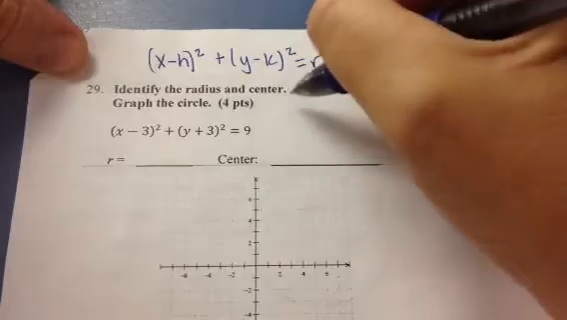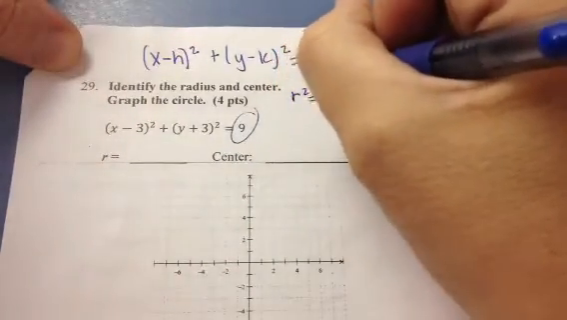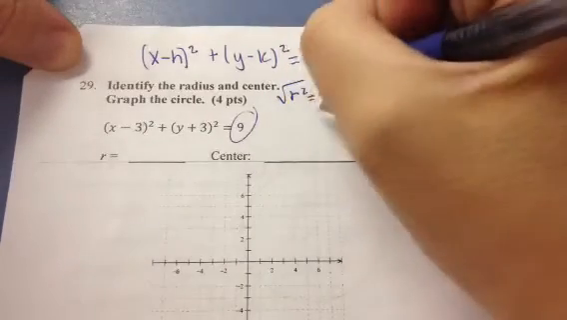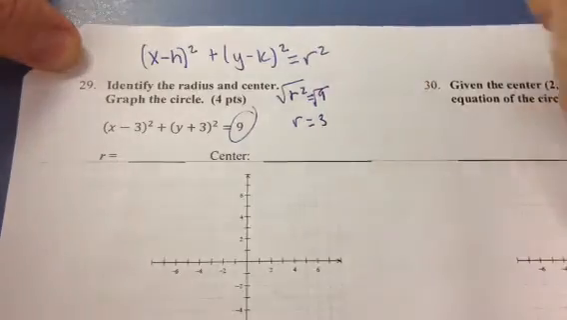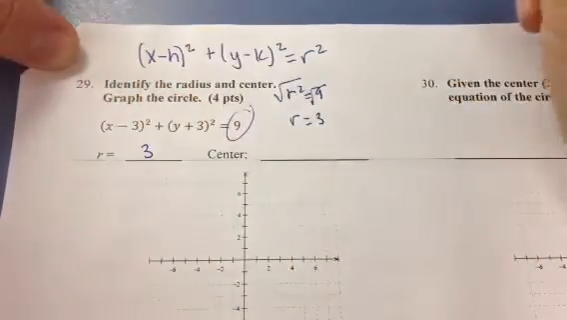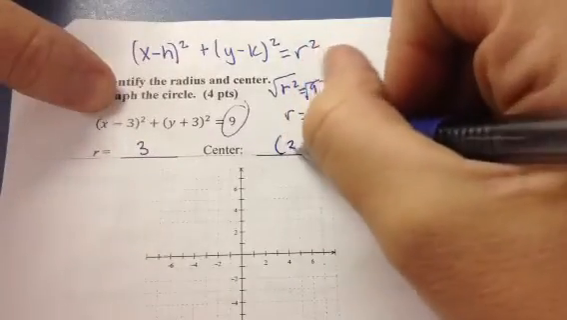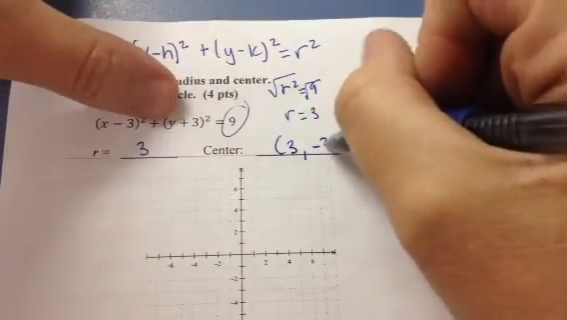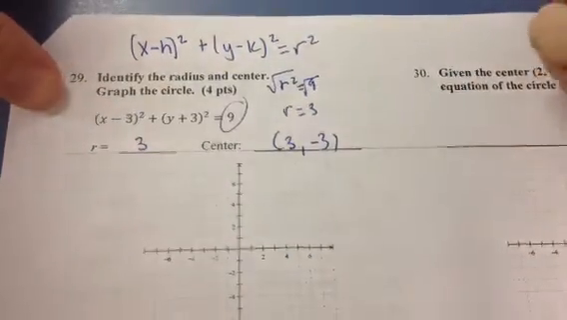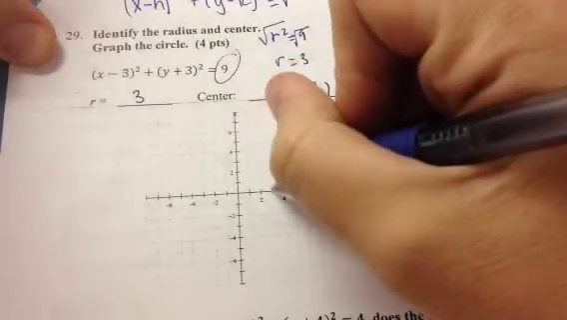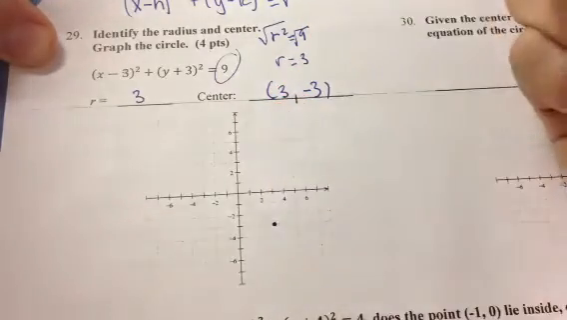And the most common mistake people make is they're going to tell me that radius is 9. But r squared is equal to 9, so you have to take the square root of that. r is the square root of 9, which is 3. So our radius is 3. And then don't forget the sign change for our center. It's at positive 3, comma, negative 3. So positive, comma, negative. All right, then to graph it, we go over to 3, negative 3, put our center.